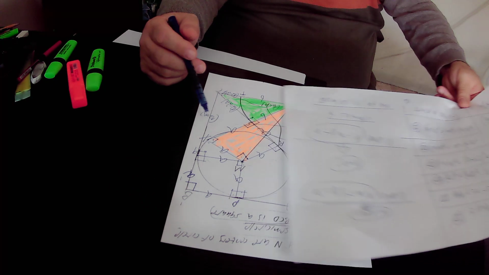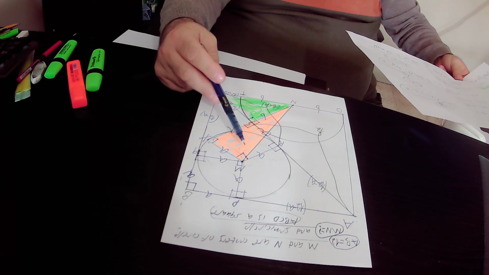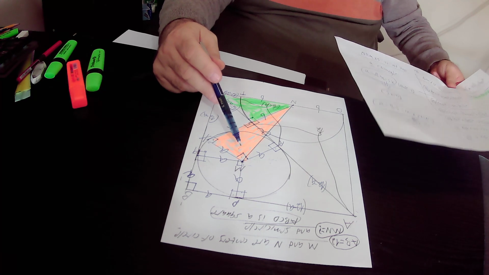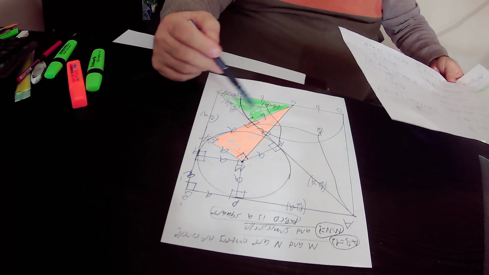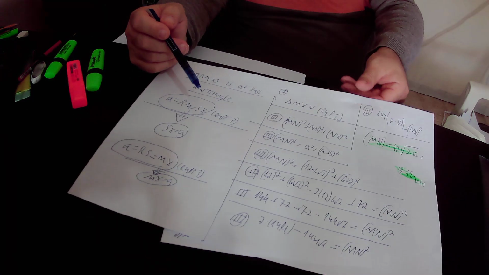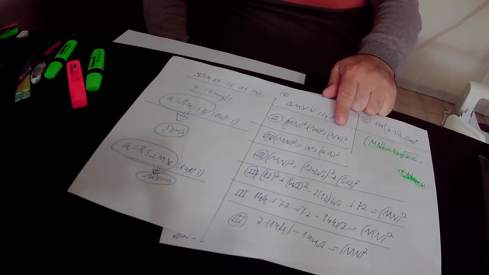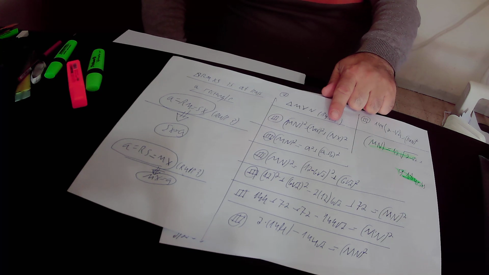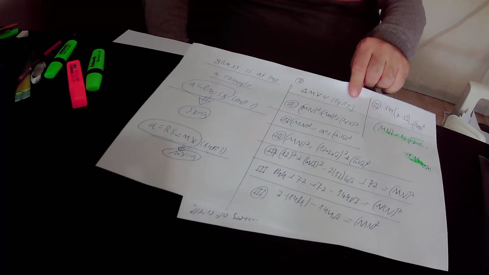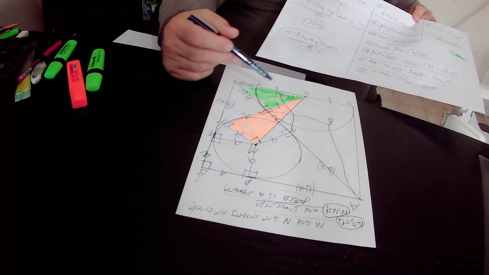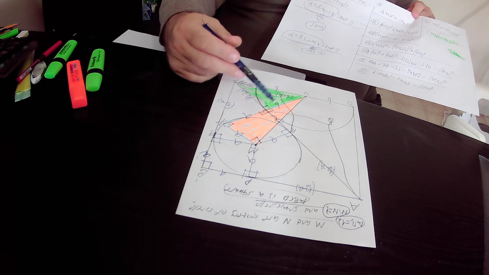According to the Pythagoras theorem, the square of the hypotenuse, MN squared, must be equal to the sum of the squares of the perpendiculars, that is to say equal to MX squared plus NX squared. MN squared equals MX squared plus NX squared. MX is A, so MX squared is A squared.